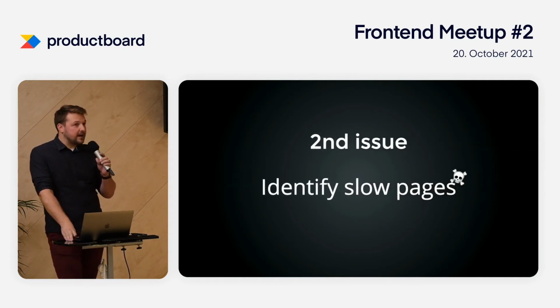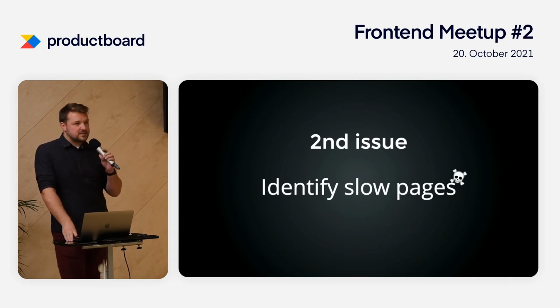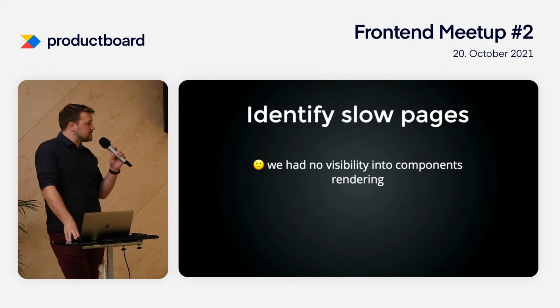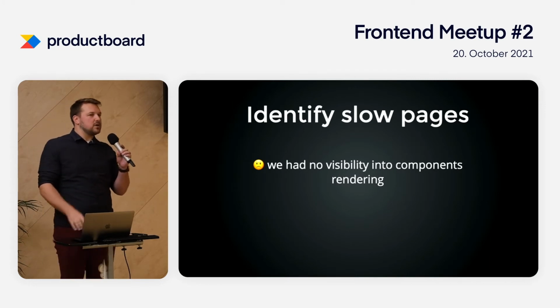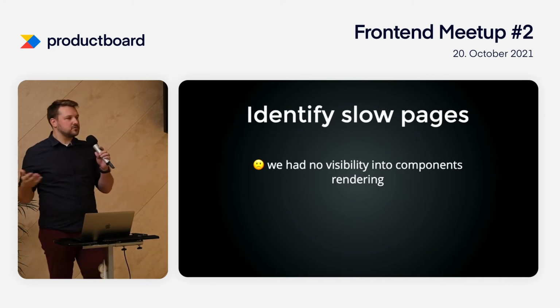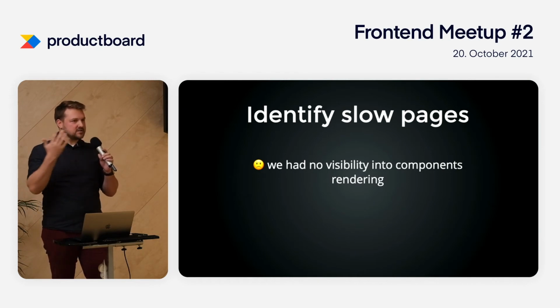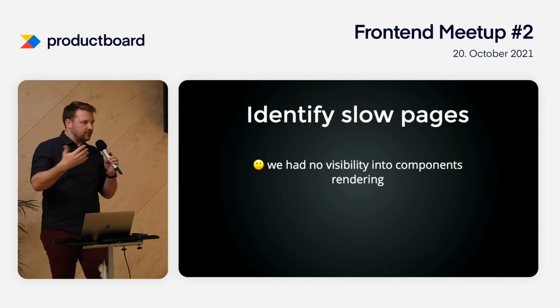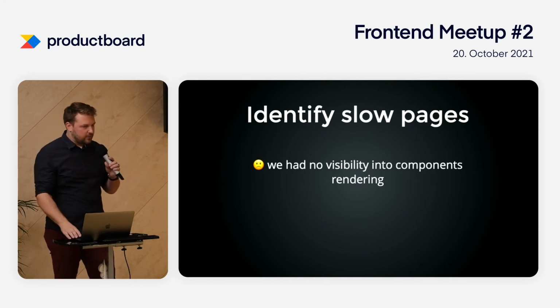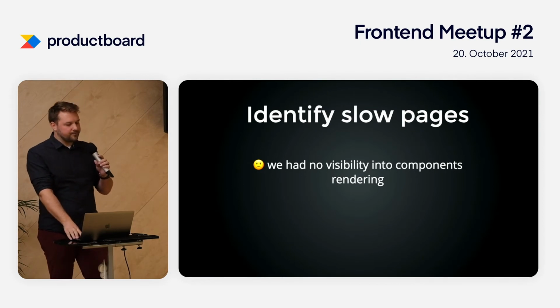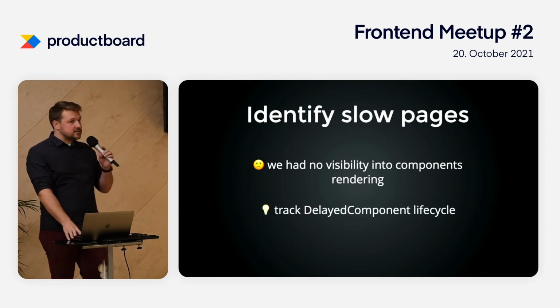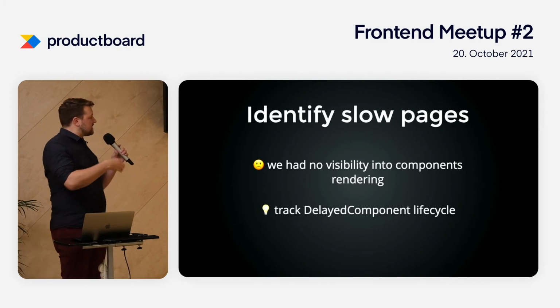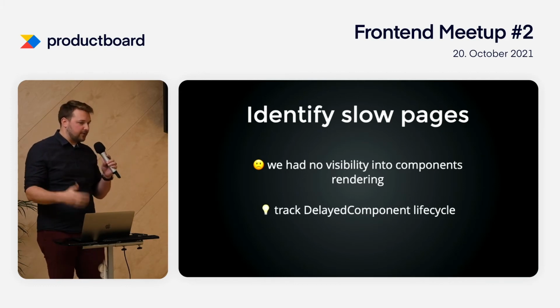All right, the next issue we had was to identify those slow pages. The problem here was that we had no idea which pages take long to render. Productboard is quite a huge project with a lot of components, and we basically went through all of them and converted them to lazy, but we had no idea which ones were slow. So we decided to track the delayed component lifecycle for that.